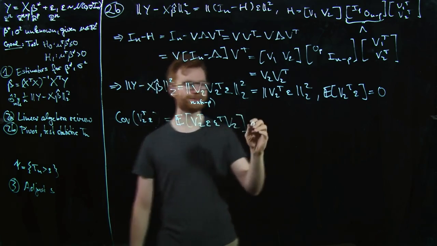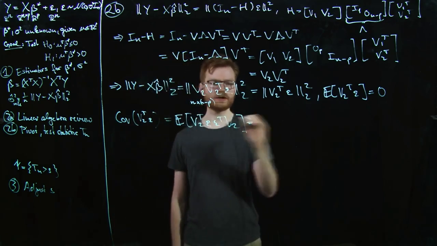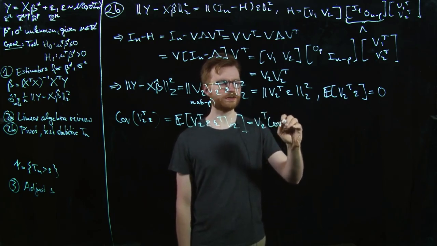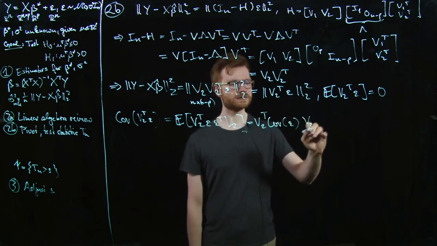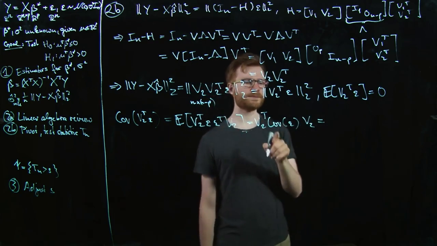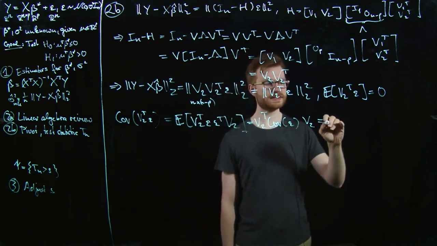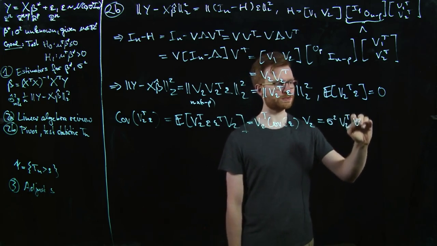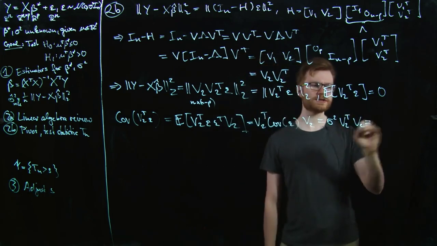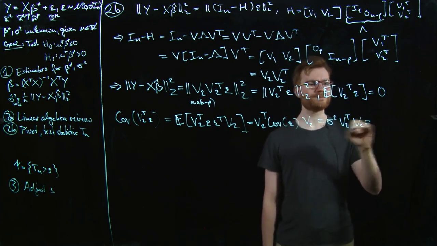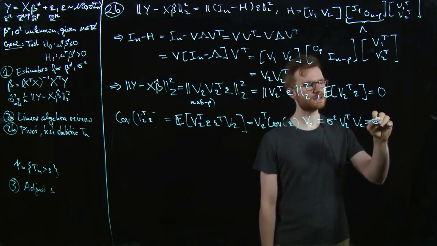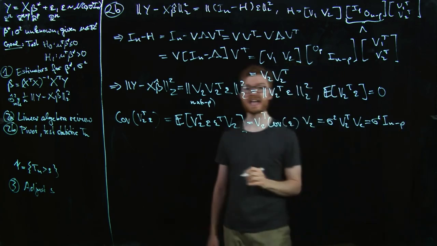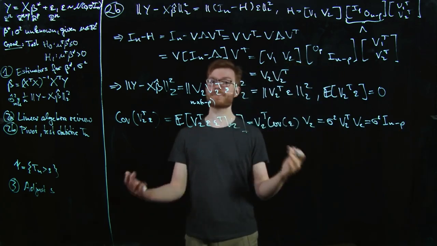Now v2 transpose can be pulled out. We have the covariance of epsilon in the middle. Covariance of epsilon is sigma squared times the identity. So this is v2 transpose v2 times sigma squared. And this part here, because v2 is composed of orthogonal columns, is sigma squared times the identity in n minus p dimensions. Perfect.